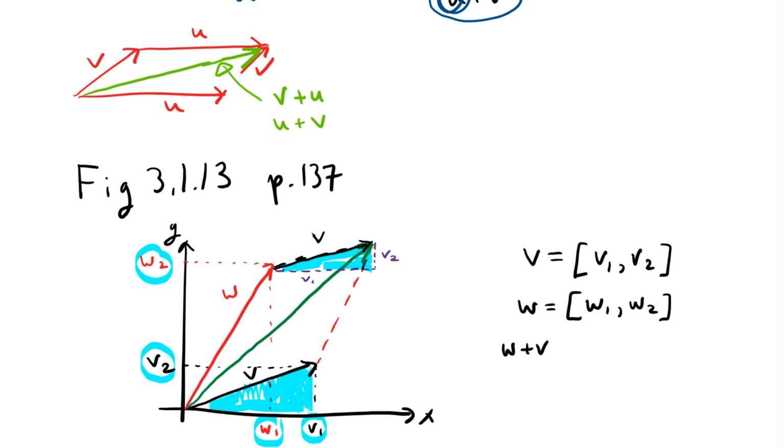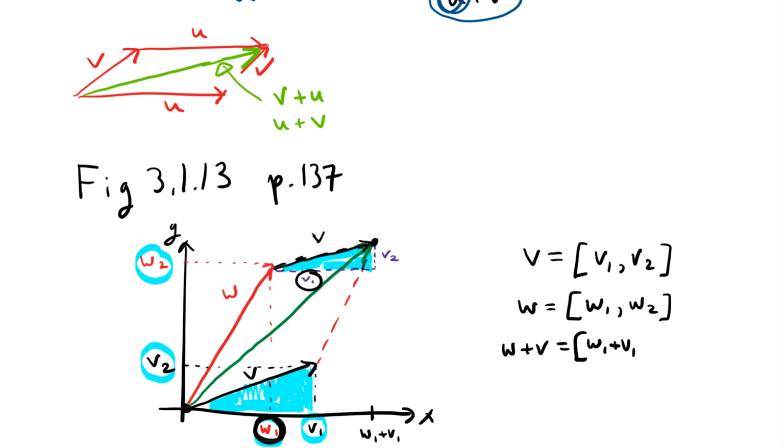So here's what's going to happen. We're going to end up right there, and that point corresponds to the coordinates of v plus w, because it's a vector that starts at the origin, and it's the sum of w and v. So its x coordinate is going to be, we move first forward by w1 and then by v1. So the x coordinate of the sum of the two vectors is w1 plus v1.